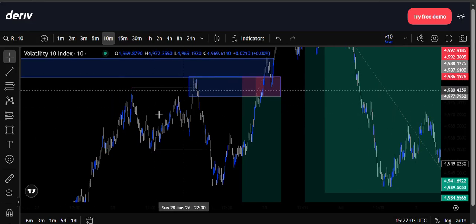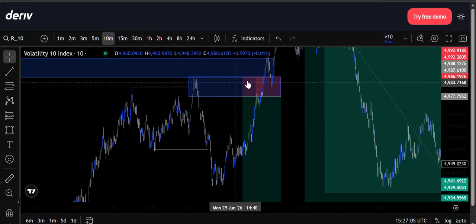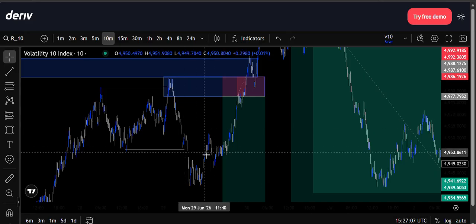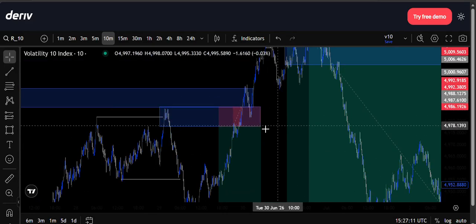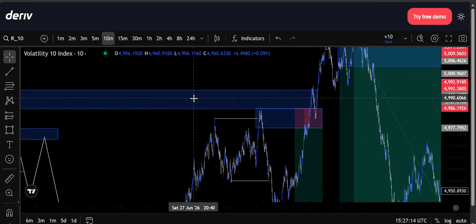So price tapped into our order block. It broke structure to the downside. So this is the zone we're actually targeting for a sell. So you saw what happened here. Price came in, tapped into our zone. Instead of going down, it took us out. It violated this particular zone.